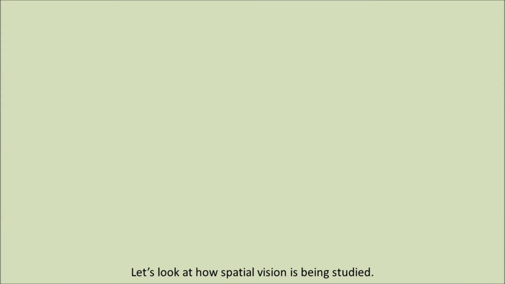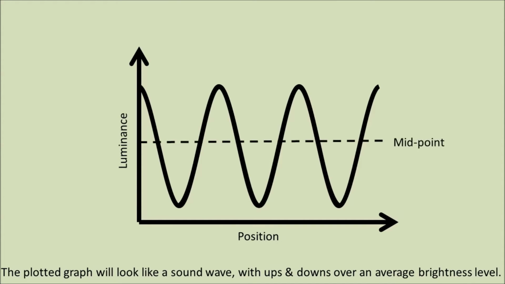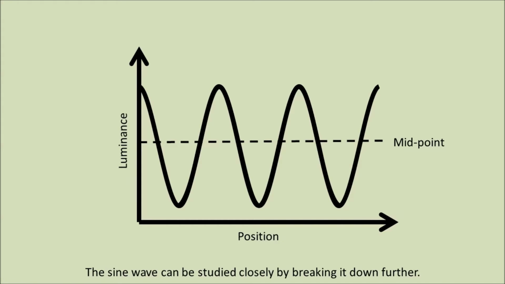Let's look at how spatial vision is being studied. Sine wave gratings are mathematical graphs used to study spatial vision. These graphs are plotted with the brightness against the position of the targets. The plotted graph will look like a sound wave, with ups and downs over an average brightness level. The sine wave can be studied closely by breaking it down further.